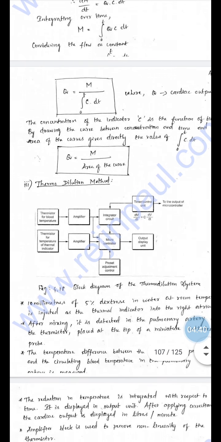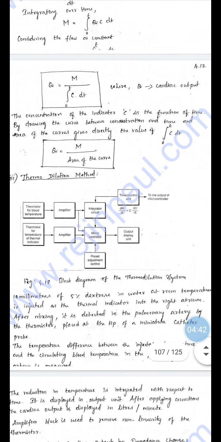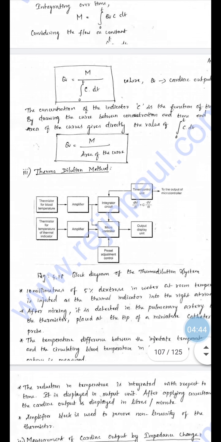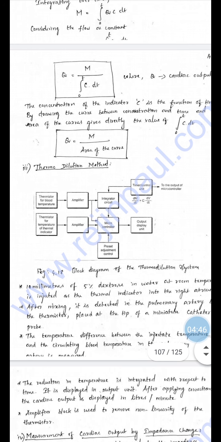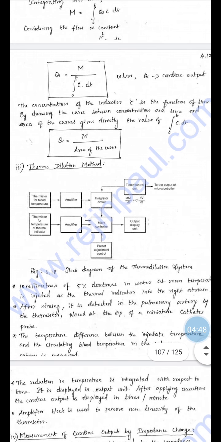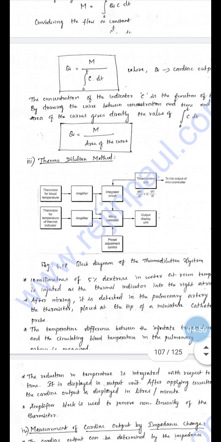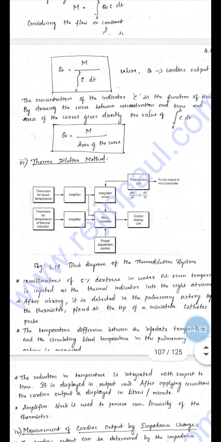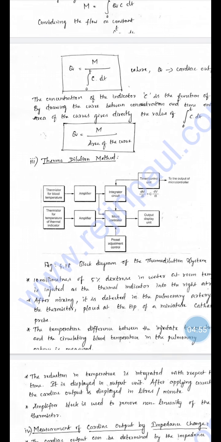The concentration of the indicator C is a function of time. By plotting the blood concentration against time, the area under the curve gives directly the value of the integral from 0 to t of C dt.